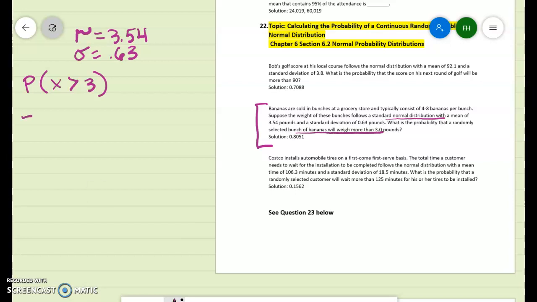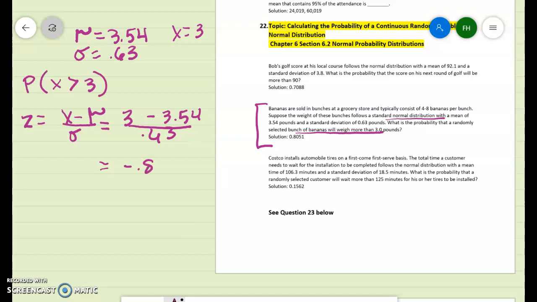So first we need to get our z-score. Remember, it is x minus your mean divided by your standard deviation. So x is 3. Let me write that up there. Minus 3.54 divided by 0.63. And so that would be negative 0.86 that we have to look on the table.